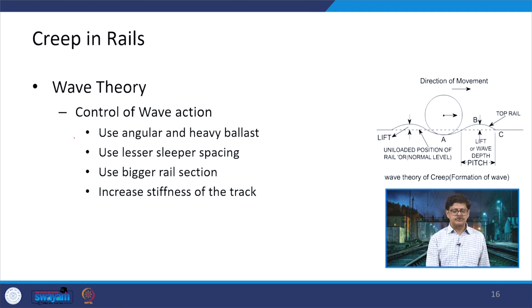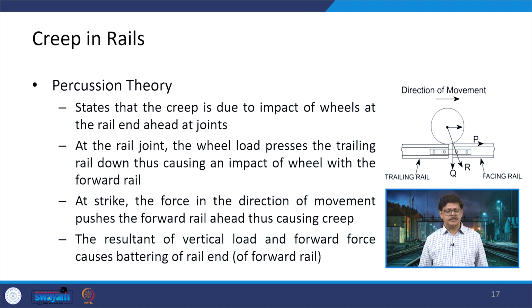So, what are the controls? Use angular and heavy ballast, which will give better interlocking, which will improve the track stability and also improve the track modulus. Lesser spacing of the sleepers, so you are strengthening the track at the bottom of the rail. Use bigger rail sections, that means you are putting in heavier sections, and increase the stiffness of the track. So, these are some ways in which the waves can be controlled.